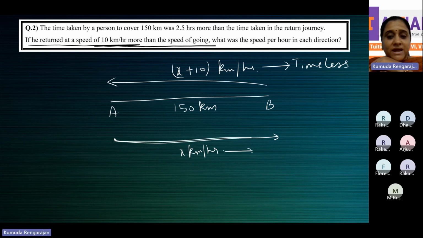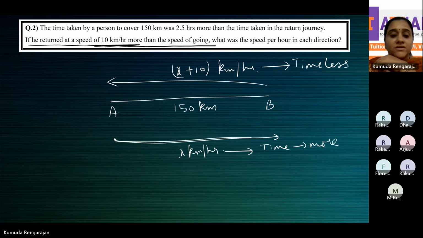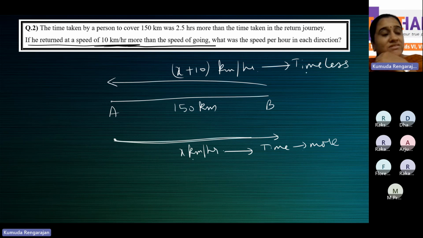The time taken is more here. Here speed is less, so time is more. Here speed is more, so time is less. Where speed is less, time will be more. Where speed is more, the time will be less.